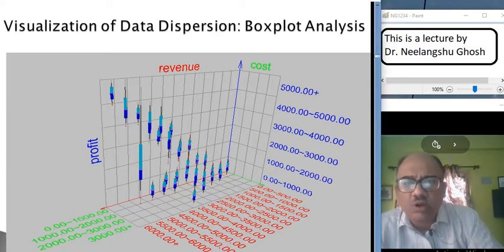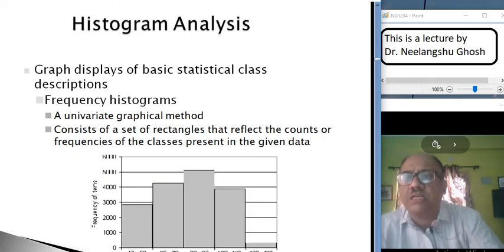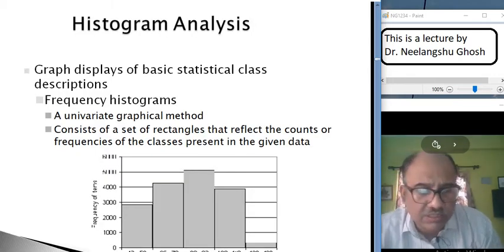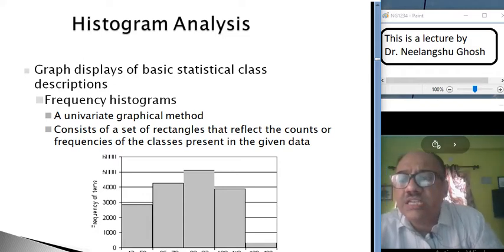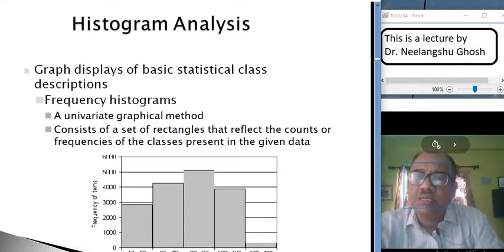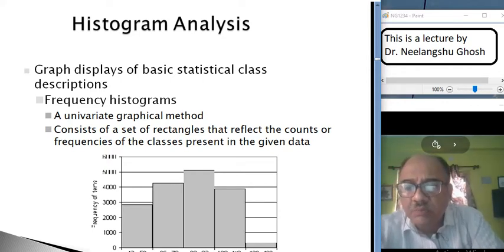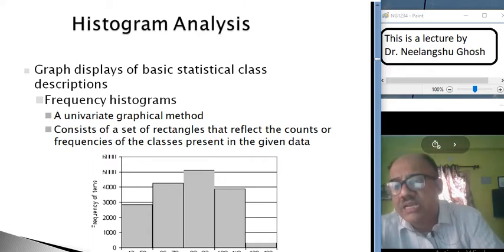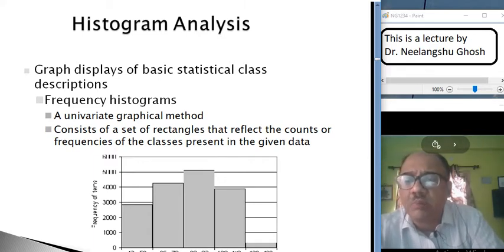So after the box plot analysis, we can go to the other visualization part in the data description part, where there is the histogram. We know how to draw the histogram. Histogram analysis is a graph that displays the basic statistical classes, meaning how the values are distributed. This is an example. In the x-axis there is unit price, and in the y-axis is the number of units that is sold.